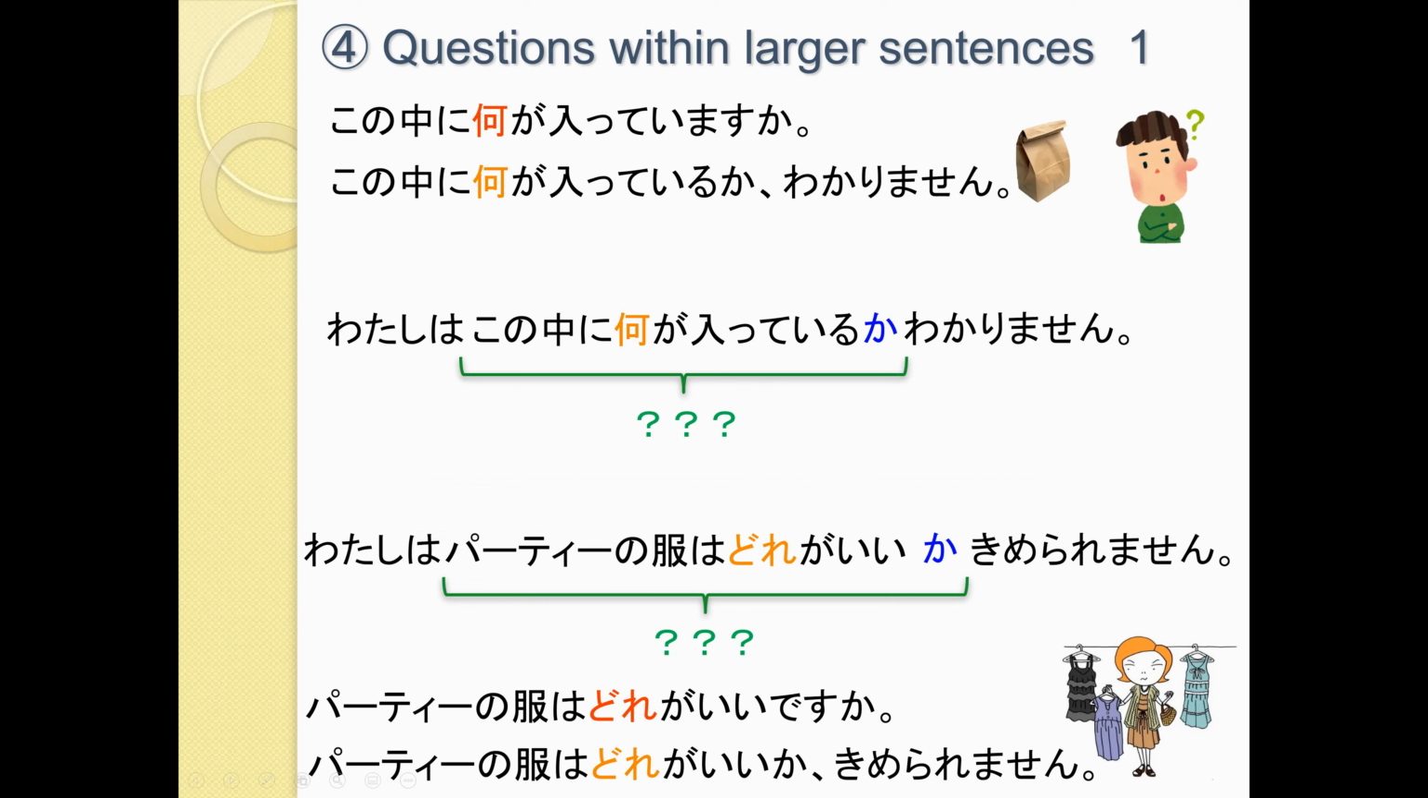I can't decide what? I can't decide what outfit is good for the party. I don't know. I don't know what? I don't know what is inside the bag.